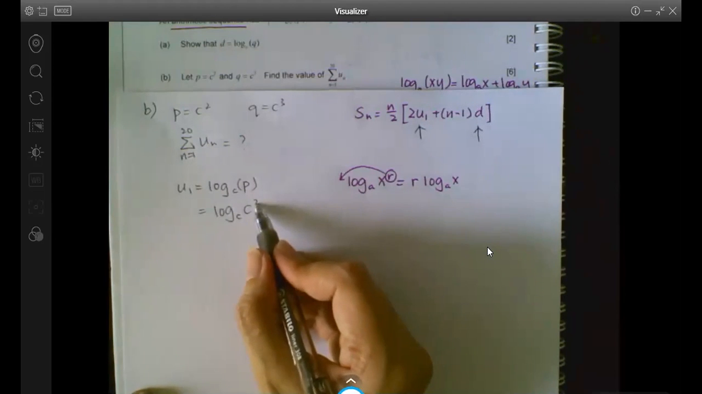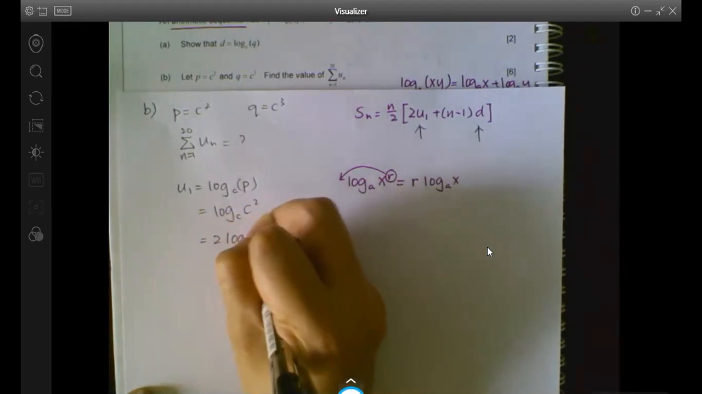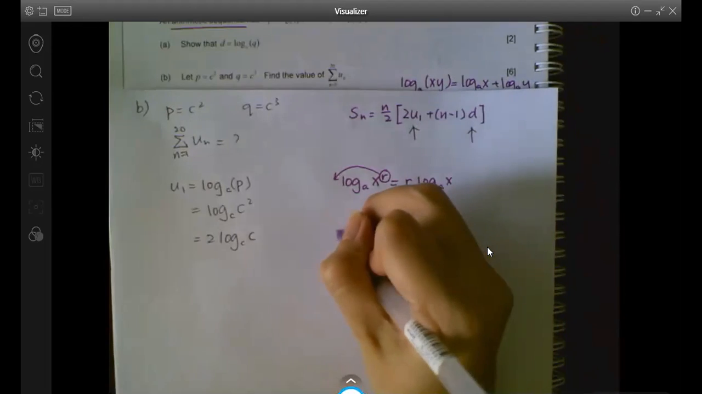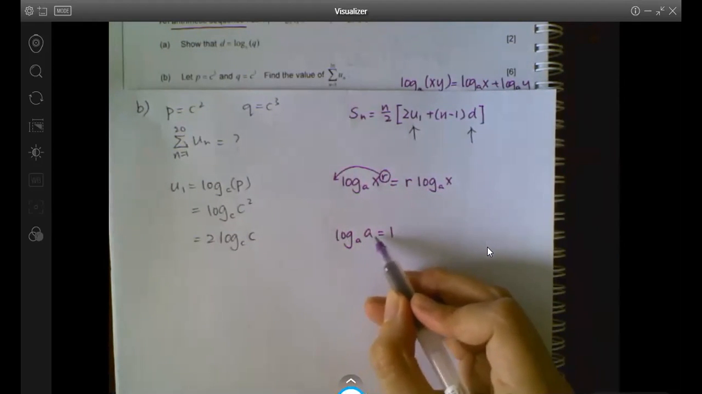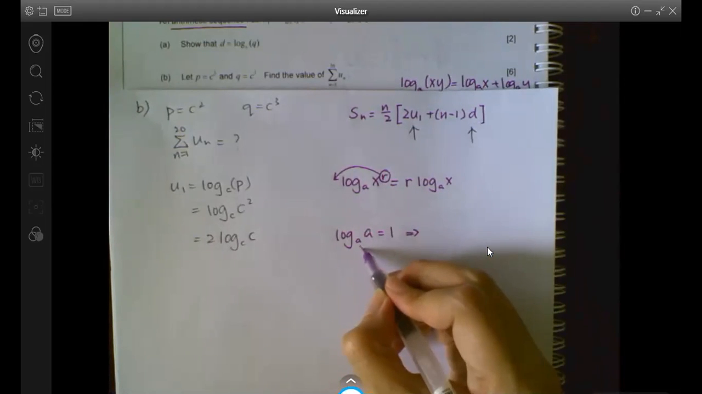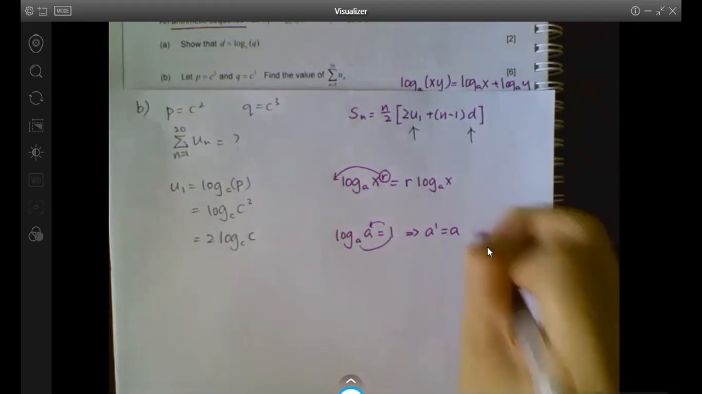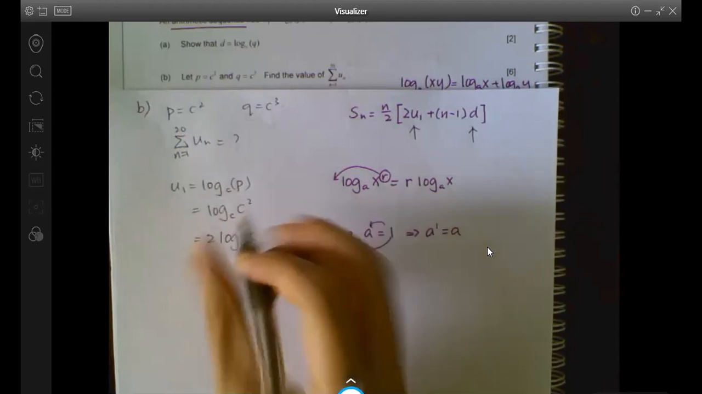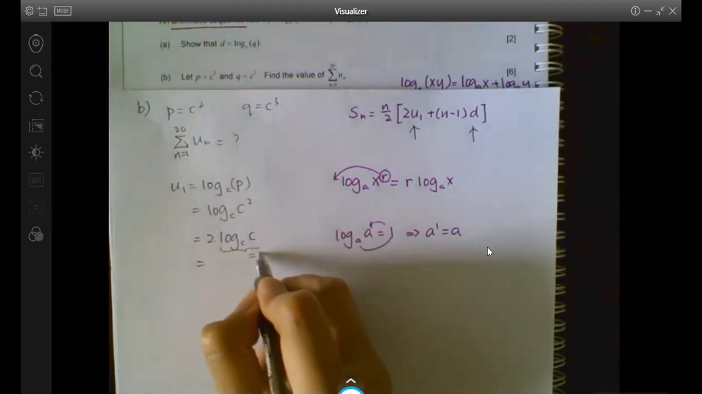So for my c, I'm going to put power 2 in front, 2 log base c of c. And we also know that log a of a is 1 when these two numbers are the same, you get 1. Reason is because a to the power 1 is a. Let's do that. So 2 times 1 will be 2.